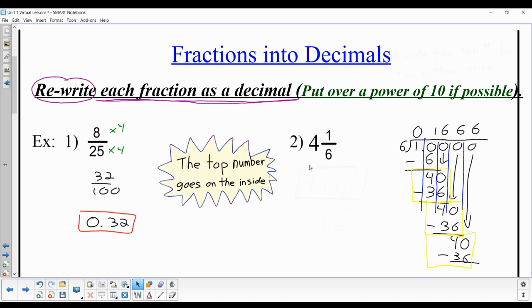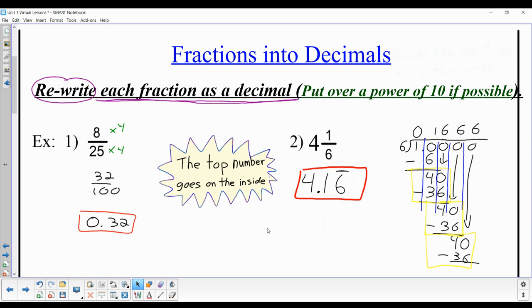So we have the 0 as our whole number, and instead of the fraction I'll put a decimal. And then the decimal is going to be 0.1666666. The 6 is repeating. So I'll write 0.16 with the 6 repeating. And that would be our final answer.